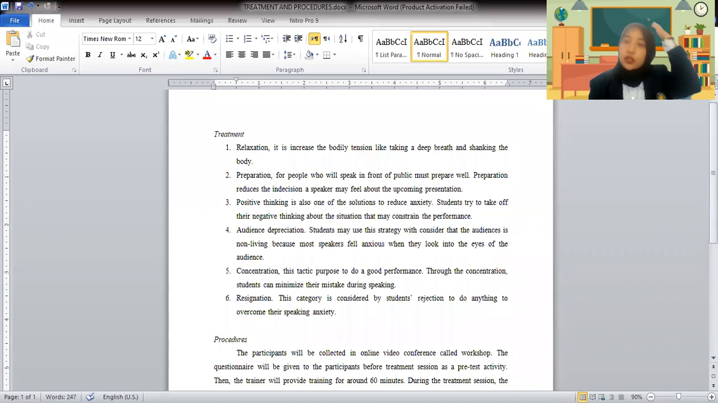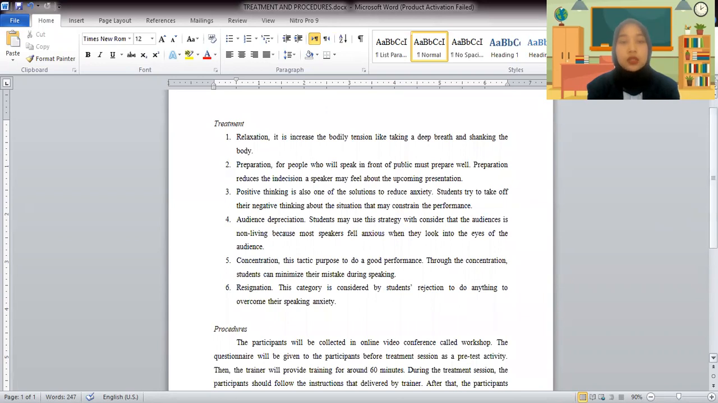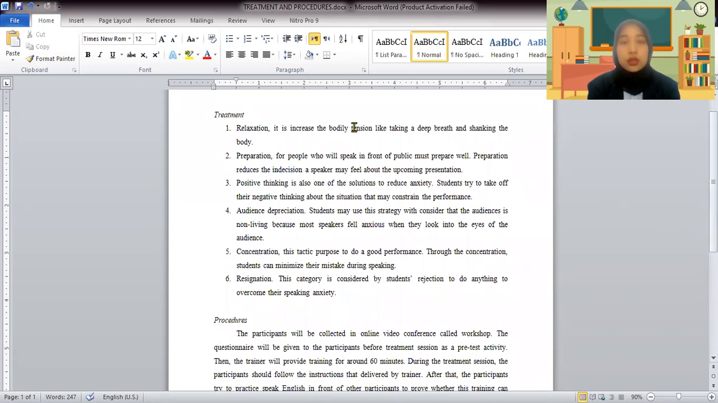Okay, I used the treatment from Kondo 2009. There are 6 steps. The first is relaxation, preparation, positive thinking, audience depreciation, concentration, and resignation. So I use those steps to give the treatment to the students.